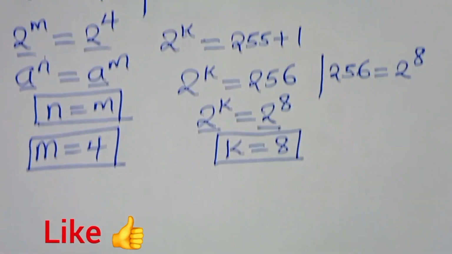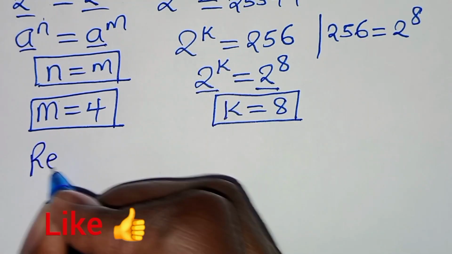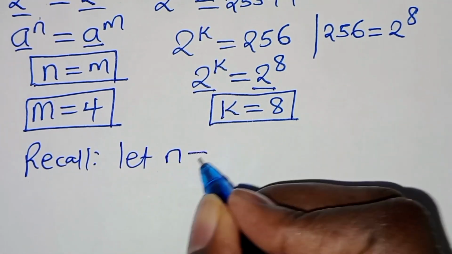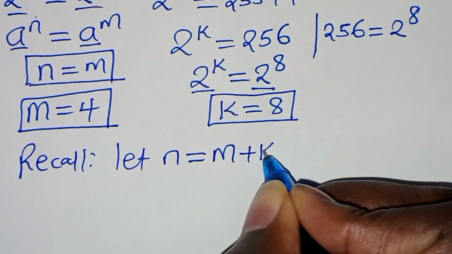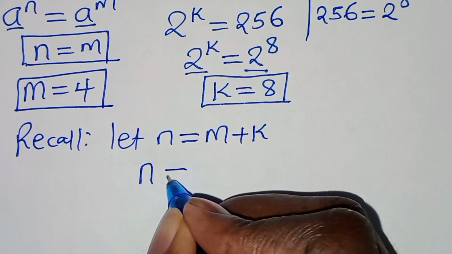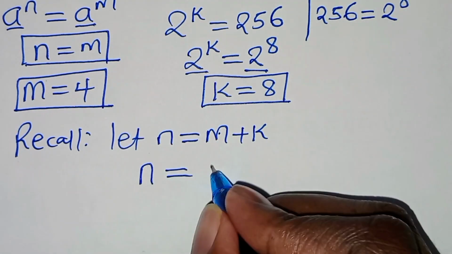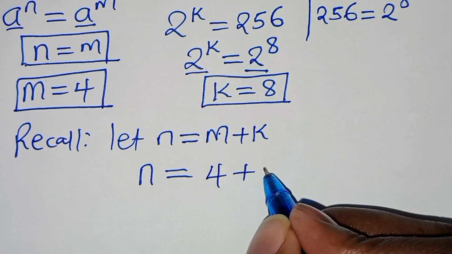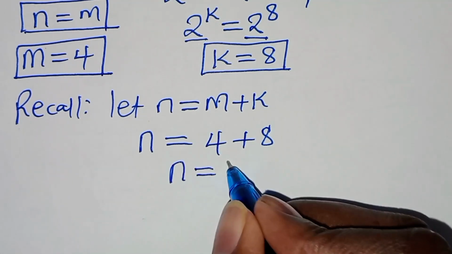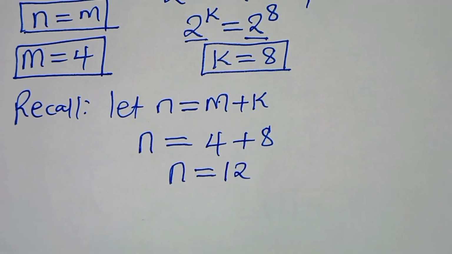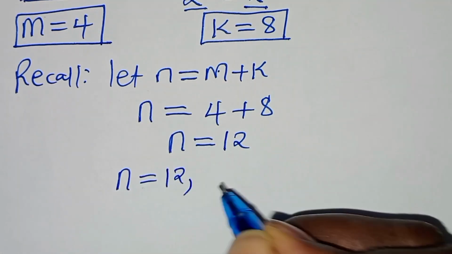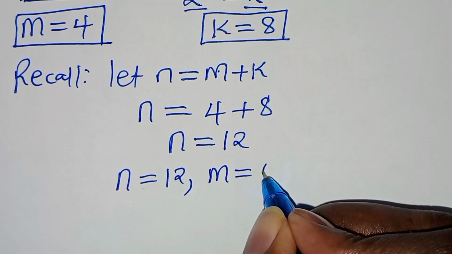Now, the next step from here, if you recall, we said let n be equal to m plus k. So this implies that n will be equal to m, which is 4, plus k, which is 8. So n is equal to 12. Now, we have the value of n, which is 12, and we have that m is equal to 4.